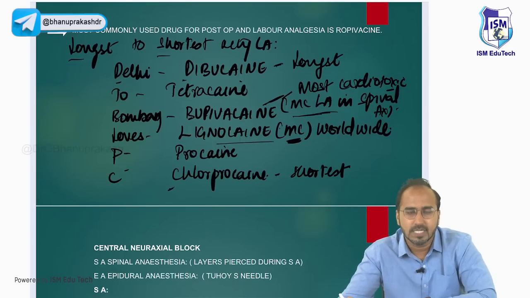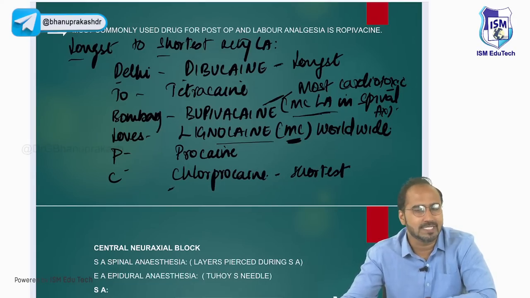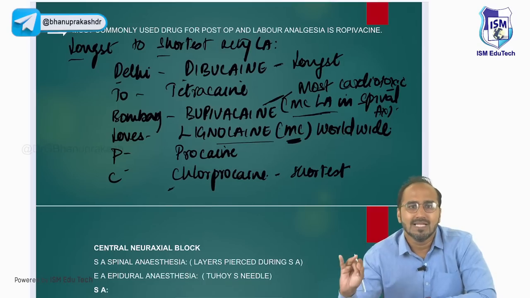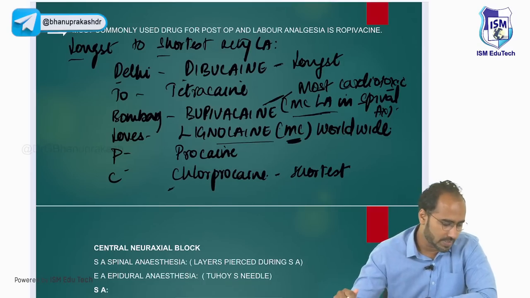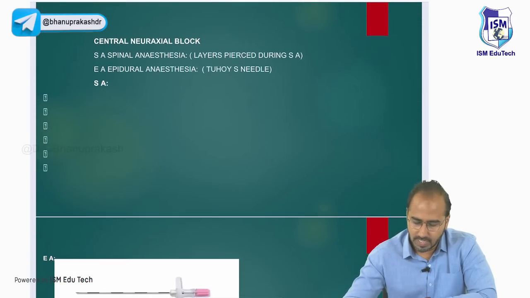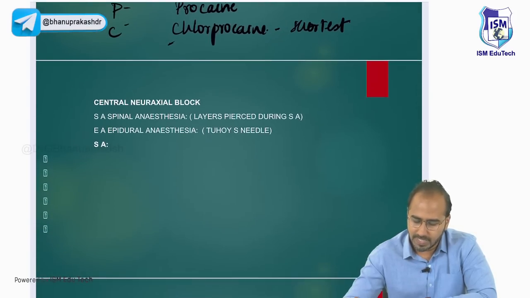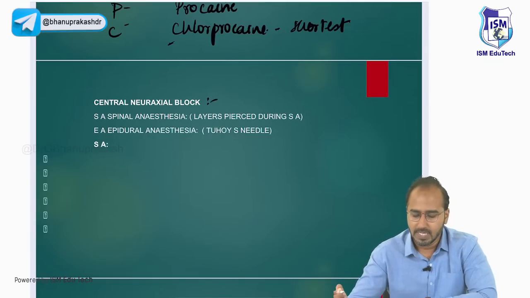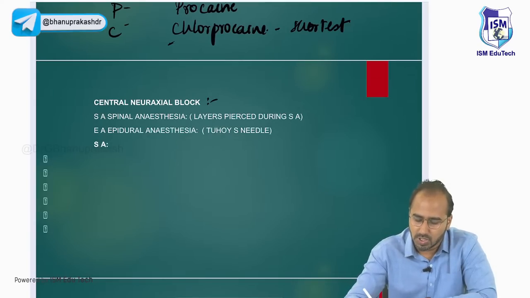So remember, local anesthetics are the drugs. Iska matlab ye nahi hai ki local anesthetics khali local anesthesia mein denge. No. Local anesthetics are the drugs that are given in local, spinal, epidural and nerve blocks. Okay? Right, now we are coming to the topic of central neuraxial blockade. Central neuraxial blockade consists of spinal anesthesia and epidural anesthesia.